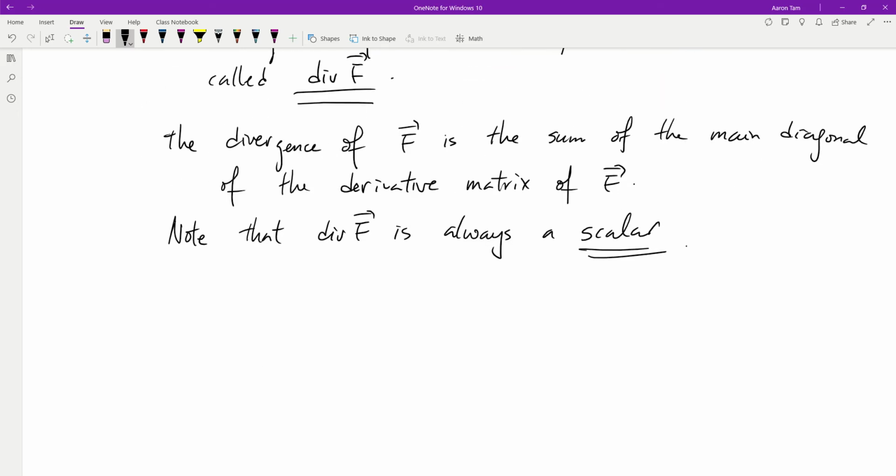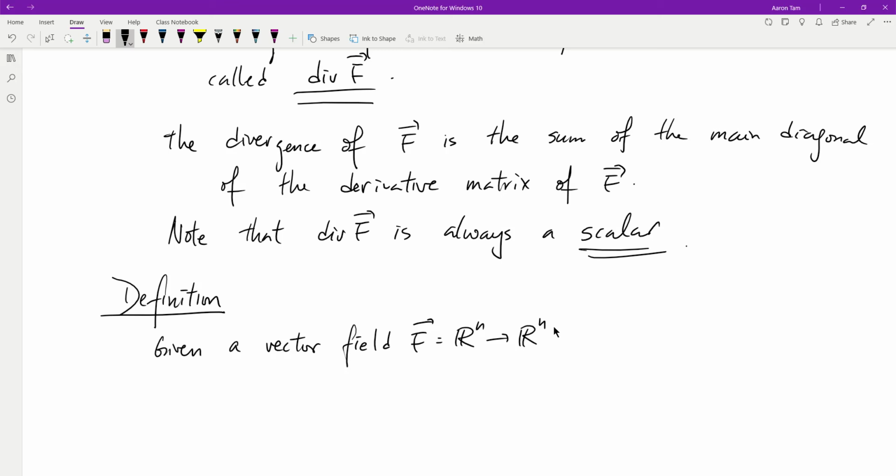So how do we actually define divergence? Let me show you. Definition. Let's say we are given a vector field F that maps from R^n to R^n. And let's say that vector F of vector X is equal to F1 of vector X, F2 of vector X, up to F sub n of vector X.